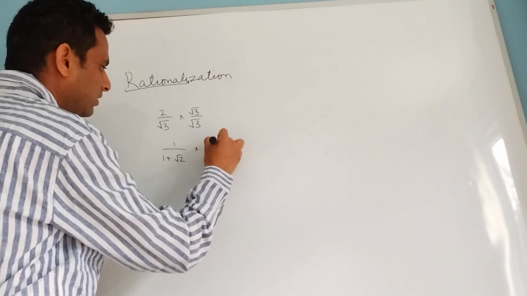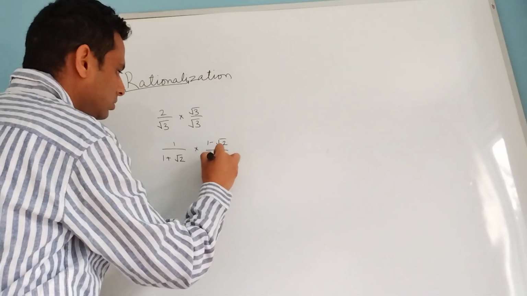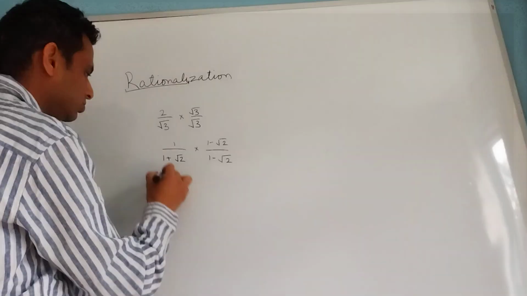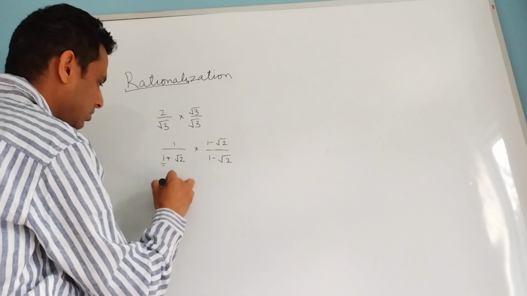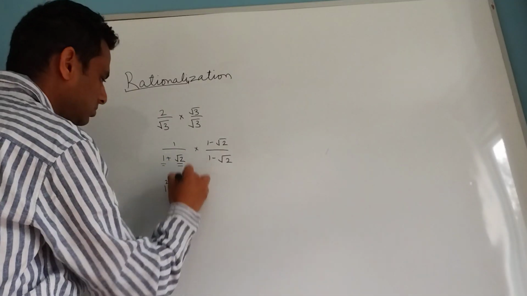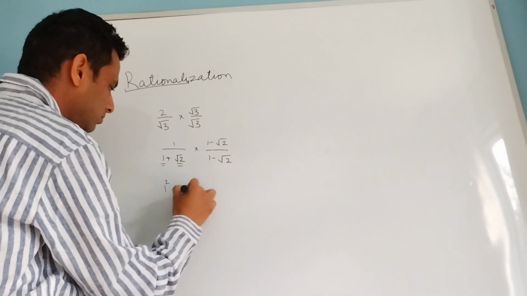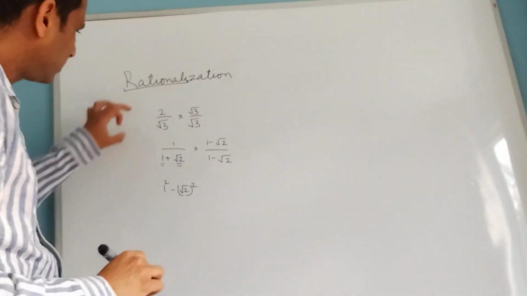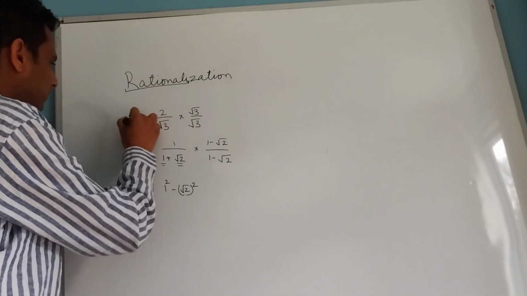We multiply and divide this by an opposite sign, so that this becomes a squared minus b squared. Okay, so we've covered these two kinds of problems.